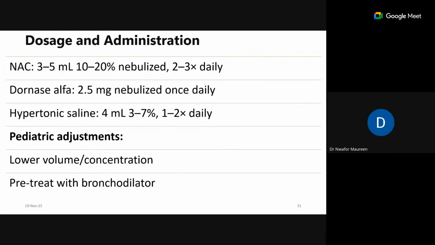These are the doses and administration. See the pediatric adjustments. You have to lower volume and concentration. You must pre-treat with bronchodilators. Very, very important.